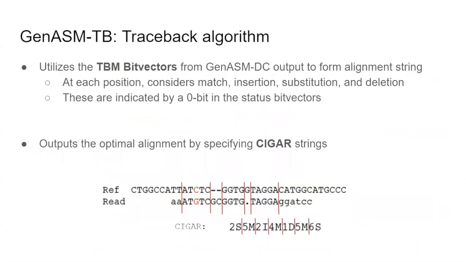So GenASM-TB, or the traceback algorithm, utilizes these traceback matrix bit vectors that are taken from GenASM-DC to form an optimal alignment. So at each position, the algorithm considers match, insertion, substitution, and deletion, which is indicated by a 0 in the status bit vector, and then forms a CIGAR string of this optimal alignment, which indicates where the substitutions, matches, insertions, and deletions are.